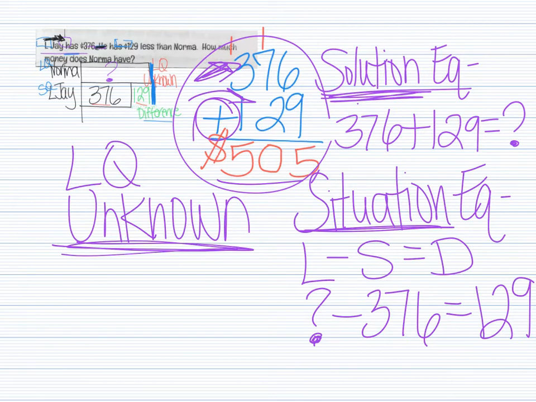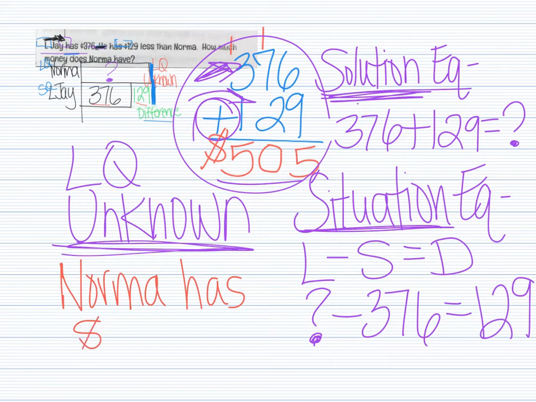So I wrote my two equations. Now we need to answer in a complete sentence. So again, we go back to our problem. We were looking for how much money Norma made. So let's answer, of course, using her name. Norma has $505.